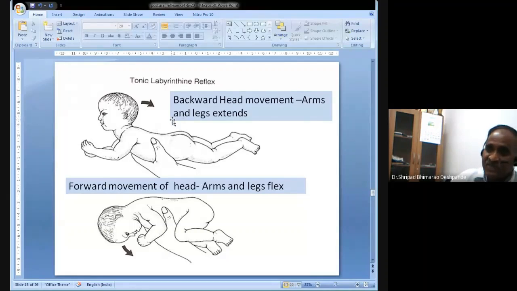You see that, the figure you have seen from the infant. At the same time, if there is a forward movement or flexion, meaning the head is tilted downward, the head tilted up, head tilted down, that means the movement is going against gravity. In that case, both the upper limbs and the lower limbs get flexed. So these are called tonic labyrinthine reflexes.